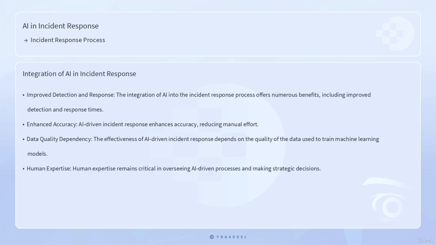vulnerabilities. The integration of AI into the incident response process offers numerous benefits, including improved detection and response times, enhanced accuracy, and reduced manual effort. However, it is essential to recognize that AI is not a panacea. The effectiveness of AI-driven incident response depends on the quality of the data used to train machine learning models and the ability to continuously update and refine these models. Additionally, human expertise remains critical in overseeing AI-driven processes and making strategic decisions.